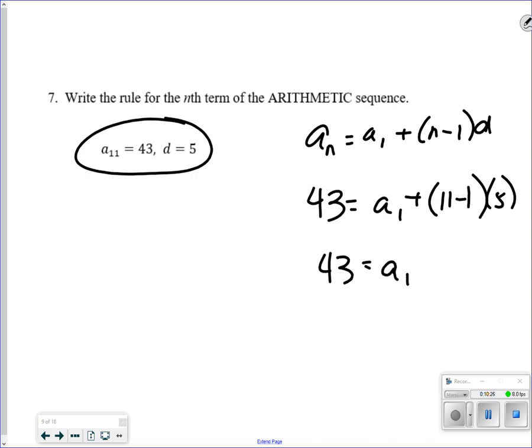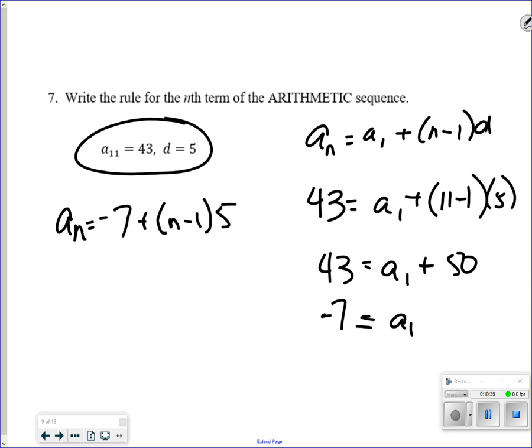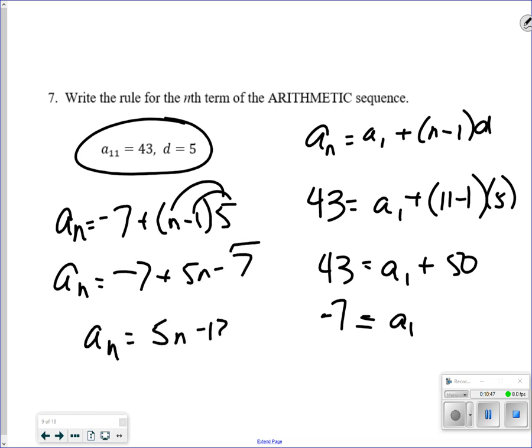Solve the equation for a sub 1. So 50, subtract 50, a sub 1 is negative 7. So now I do have enough information. I know a sub 1 and I know d. So when I distribute and add like terms, I get a sub n is equal to 5n minus 12.